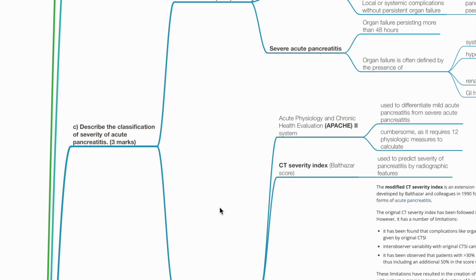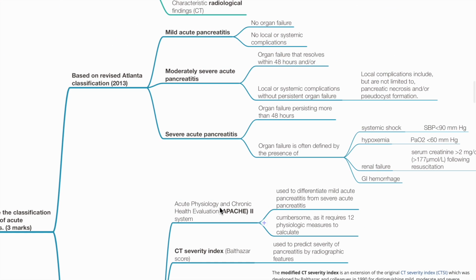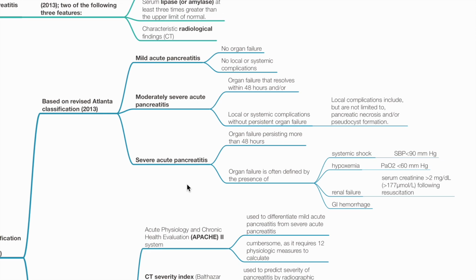Describe the classification of severity of acute pancreatitis. Based on the revised Atlanta classification, mild acute pancreatitis has no organ failure or local or systemic complications. Moderately severe acute pancreatitis has organ failure that resolves within 48 hours and/or local or systemic complications without persistent organ failure. Examples of local complications include pancreatic necrosis or pseudocyst formation.